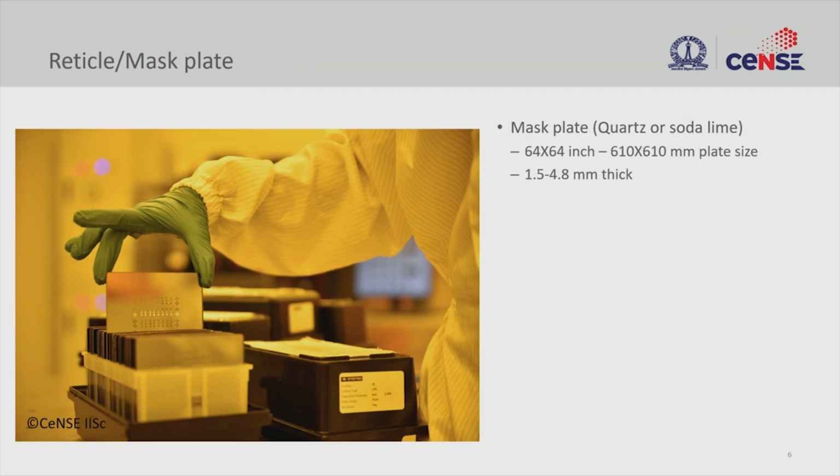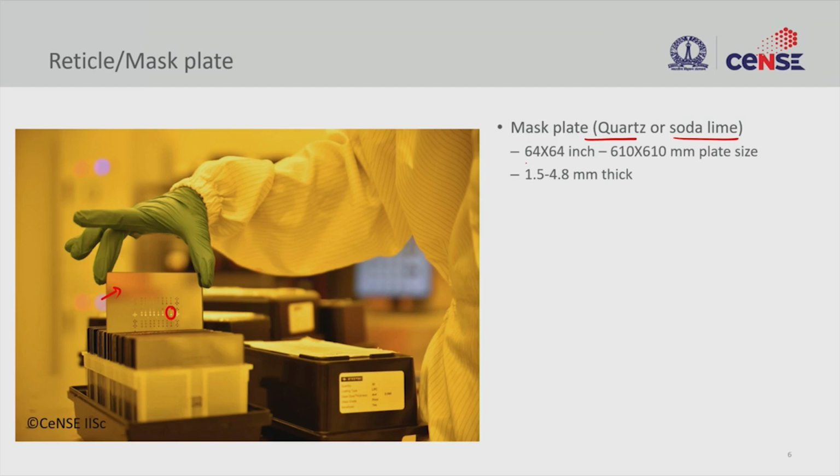This is the mask plate from the nanoscience department here at IISc. So here an engineer is holding a mask plate, and here you can see the chrome, and you can see those openings. Those are all the transparent regions, where the light can go through. And this mask plate can be made out of either quartz or soda lime. So both are transparent in the region of interest, and the sizes can vary.